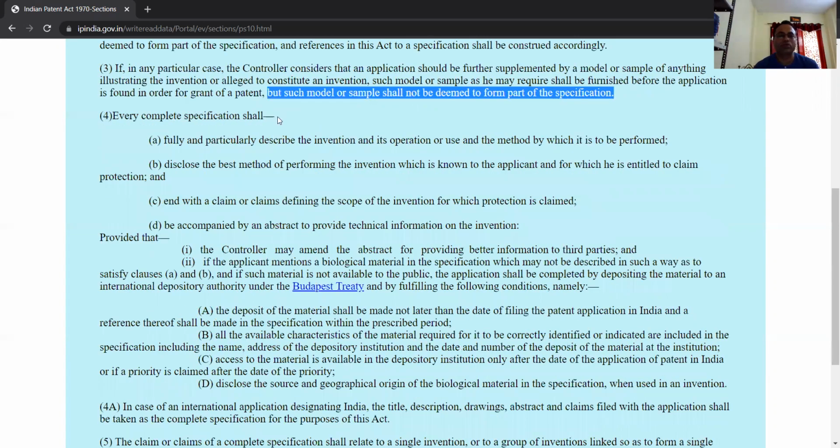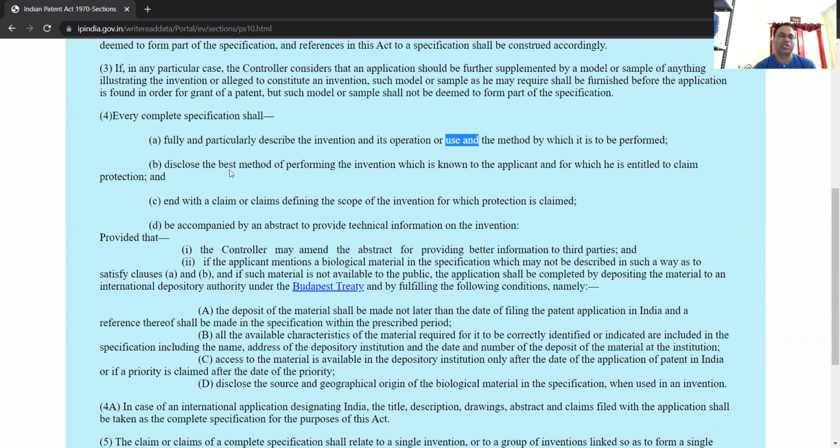Every complete specification shall fully and particularly describe the invention. So you need to describe the invention, its operation or use and the method by which it is to be performed. Disclose the best method of performing the invention, which is known to the applicant and for which he is entitled to claim protection. So the best method has to be given there in the patent. So you have to provide the best method and with a claim. So this is regarding the complete specification. So when you are writing this complete specification, these things have to come there. Otherwise, you don't get marks. So therefore, the language is suitably used so that all this data, A, B, C, and D, is captured in the application. So this is what they see.